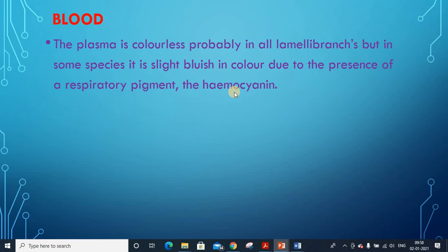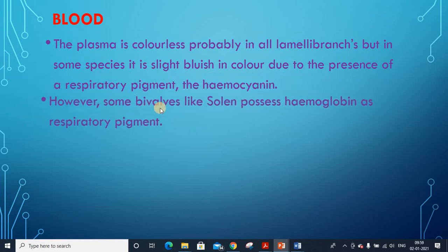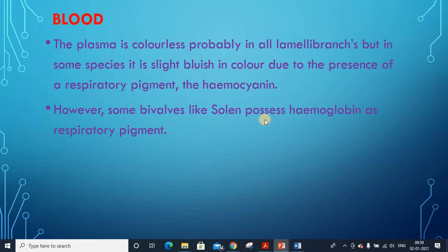Hemocyanin is a copper-containing respiratory pigment, hence imparts bluish color to the plasma, in contrast to hemoglobin, which is an iron-containing respiratory pigment. However, some bivalves like Solen possess hemoglobin as the respiratory pigment.